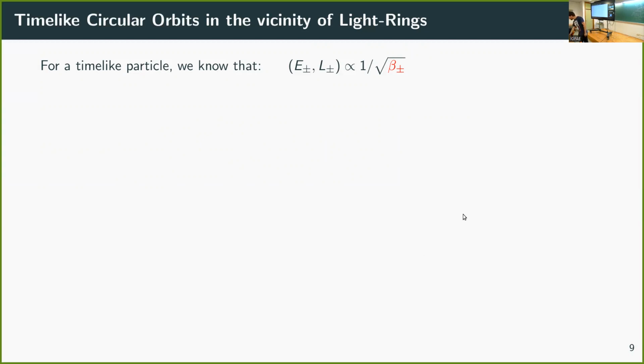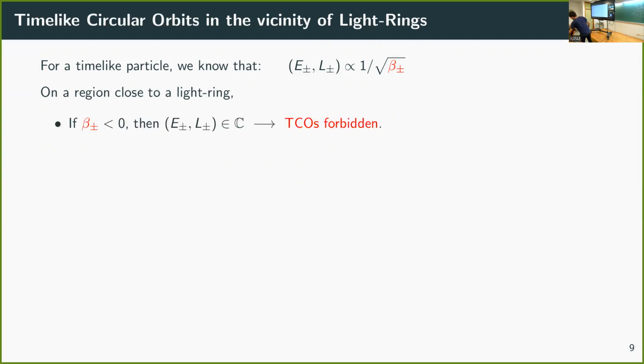However, more importantly, there is this square root. So if you go to a region close to the light ring, if beta is negative, then the energy and angular momentum of the time-like particle will be complex. So you don't find time-like cyclic orbits there. In fact, what you find is a region for space-like cyclic orbits. But if beta is positive in a region, then the energy and angular momentum are real, so you can find time-like cyclic orbits. So you can now try to see, in these regions close to the light ring, when beta is bigger than 0 or smaller than 0.